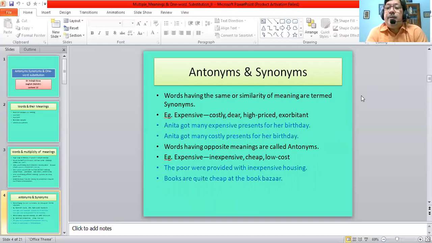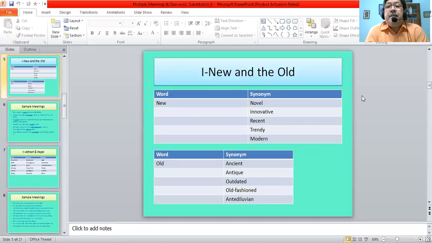Now let us explore further by looking at clusters of words which can be grouped according to different categories, because as you can understand, the world of antonyms and synonyms is extremely vast, and we can only take some glimpses of this world. We cannot look at it in its entirety. Okay, now the first cluster that we are going to look at is the words relating to the new and the old.